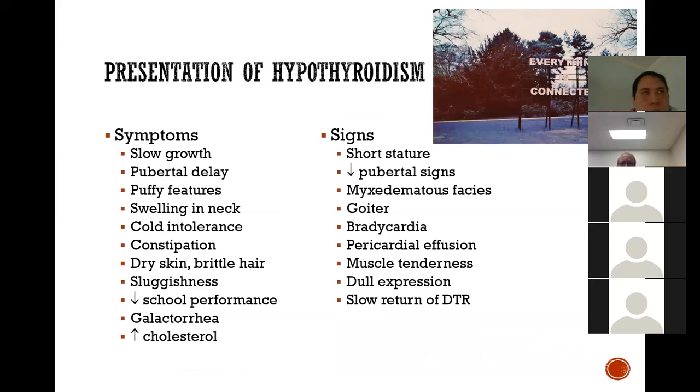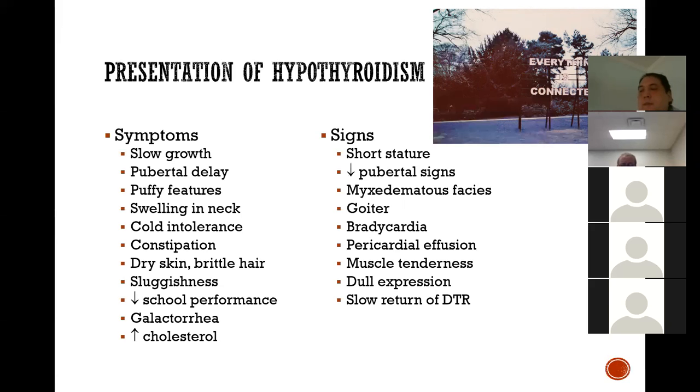But symptoms that you should be looking for, as someone usually gets an acquired form of hypothyroidism, is that growth is going to fall off, but their weight's going to be stable. You might notice a pubertal delay. Sometimes they'll look more puffy, especially around the eyes. They may get a goiter.